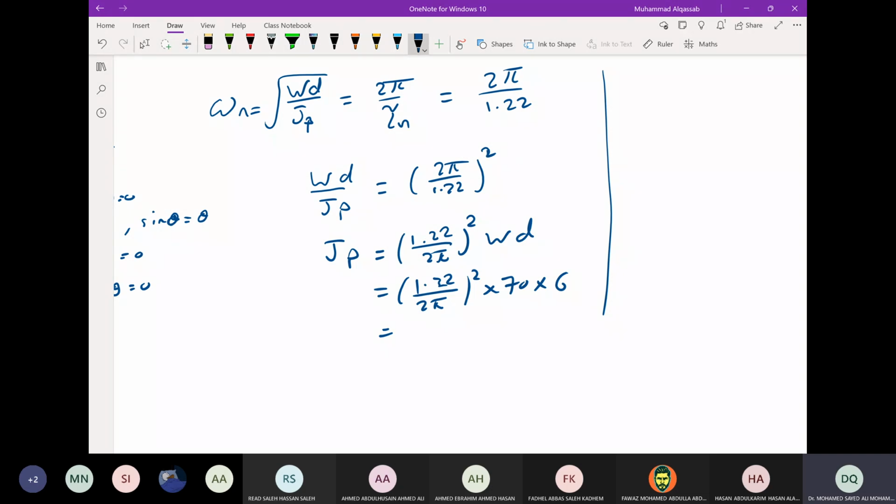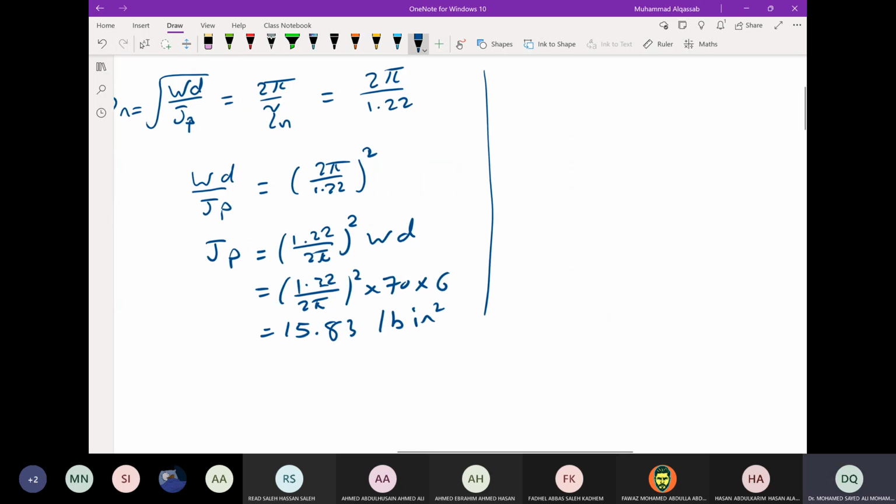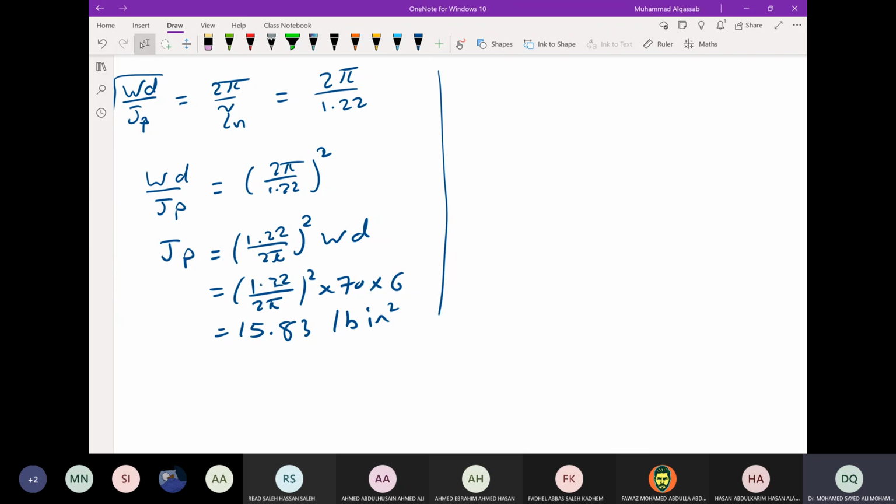The wheel has a different moment of inertia at a different point. So at point P it is this value. Try to calculate this: 15.83 pound inch squared. So this is not the one that's required. We need to use the parallel axis theorem.